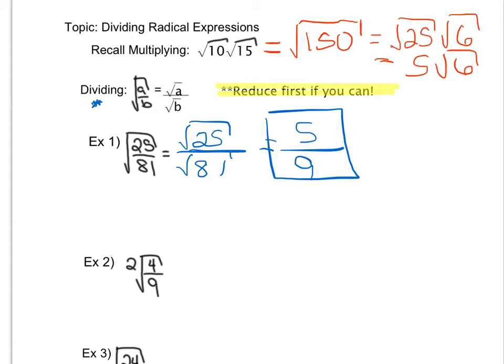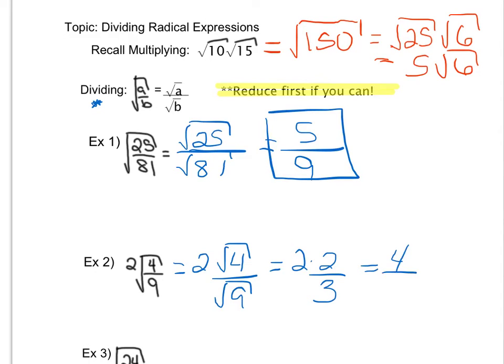Looking at example 2, I have 2 times the square root of 4 over 9. First I ask myself, is there anything that both 4 and 9 can be divided by? I think about it for a second and no, there's not. So next I'm just going to carry the 2 over and say 2 times the square root of 4 over the square root of 9. That gives me 2 times the square root of 4, which is 2, over the square root of 9, which is 3. When I multiply fractions, I multiply straight across the top and straight across the bottom. That's technically 2 over 1, giving me an answer of 4/3.